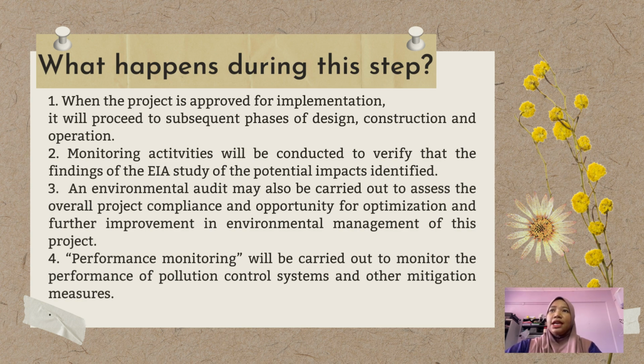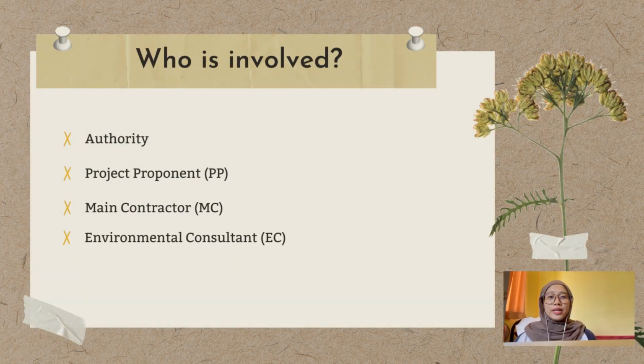So, in this slide, I will list four parties who are involved in this step, which is the project implementation and environmental monitoring. The first one is the authority, and the second one is the project proponent. The third one is the main contractor, and the last one is the environmental consultant.